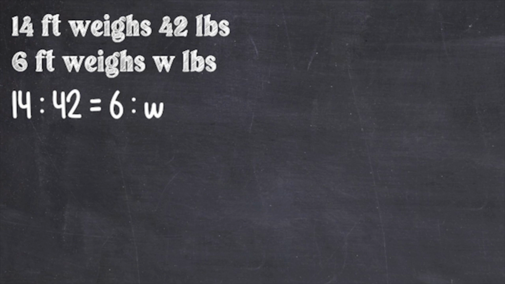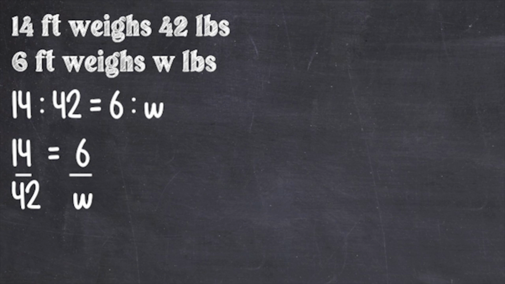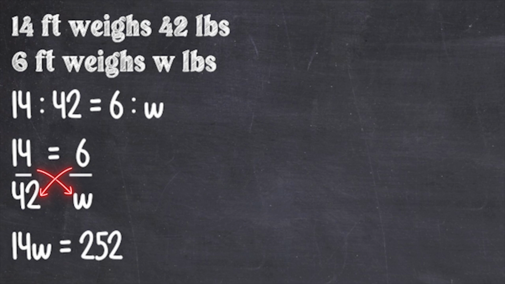First, convert this proportion to a fraction. This proportion can be written as 14 over 42 equals 6 over w. Second, cross-multiply. 14 is multiplied by w, and on the other side of the equation, we have 6 times 42, which is 252. Finally, let's isolate the variable w.